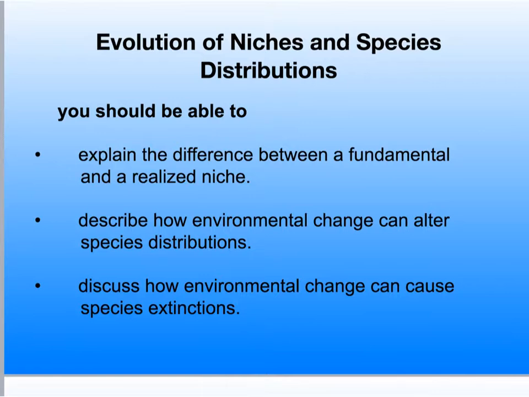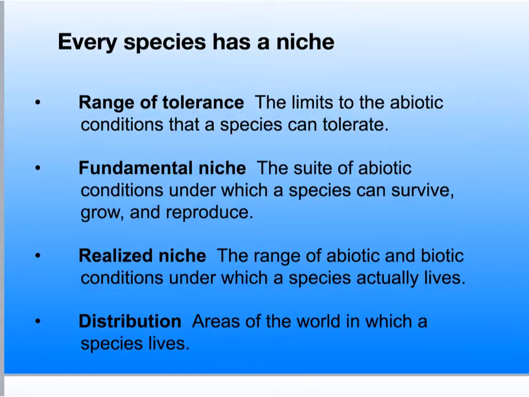So by the end of this, you should be able to explain the difference between a fundamental and a realized niche. Also be able to describe how environmental change has occurred and can alter species distributions, and also discuss how environmental changes can affect and cause species to go extinct.